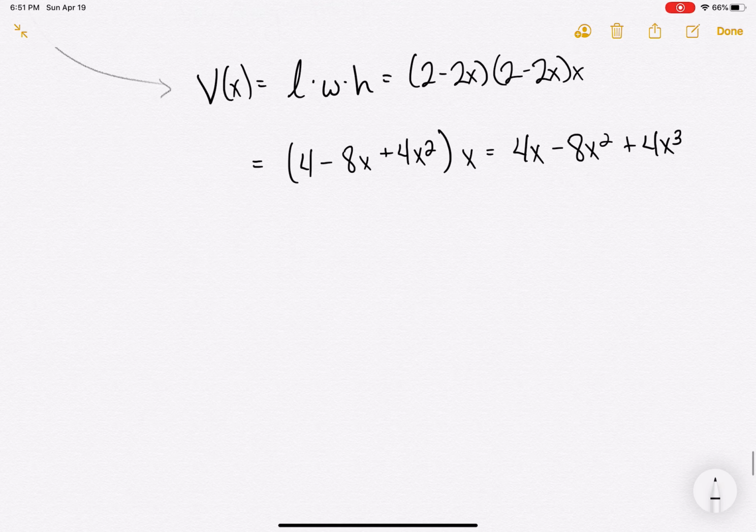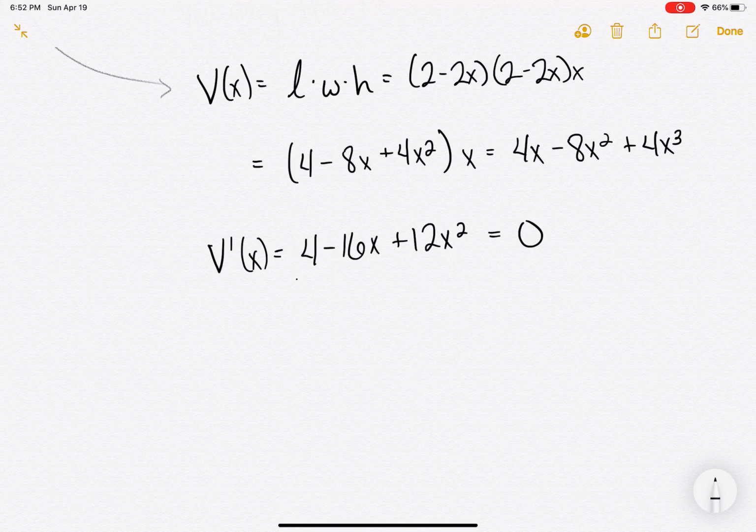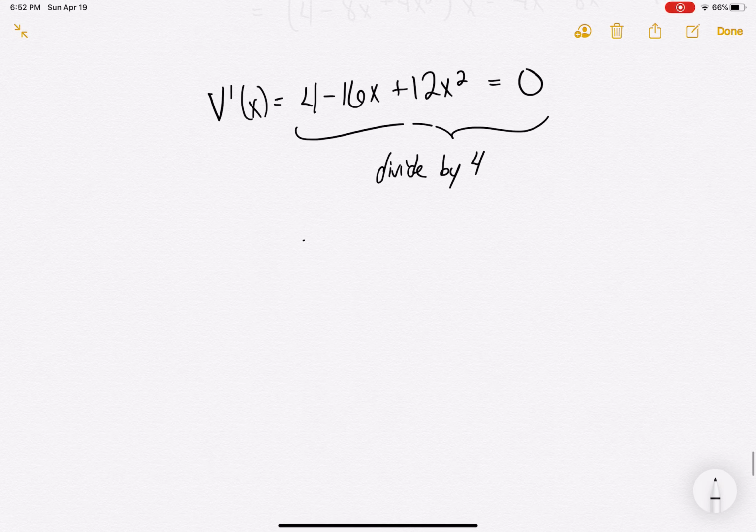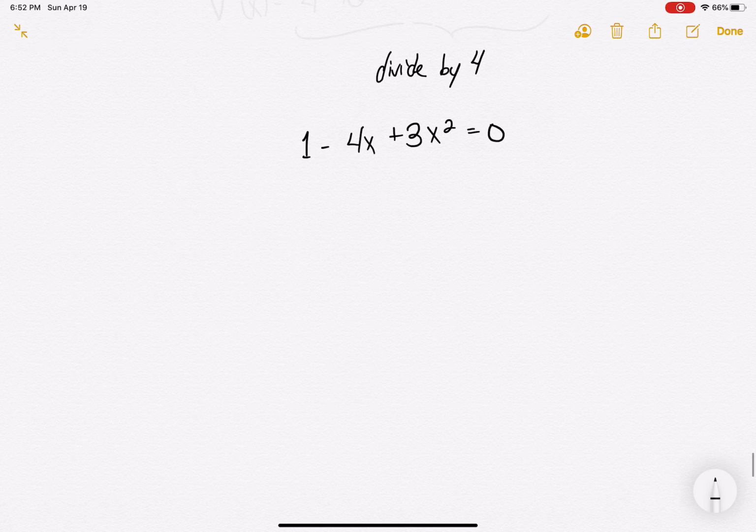And now I get to the fancy take a derivative, set it equal to 0. V prime of x is going to be 4 minus 16x plus 12x squared equals 0. I'm going to divide all by 4 to make my life easy. What do I get? I get 1 minus 4x plus 3x squared equals 0. And now I'm going to use the quadratic equation because I do not get paid enough to try to factor that.